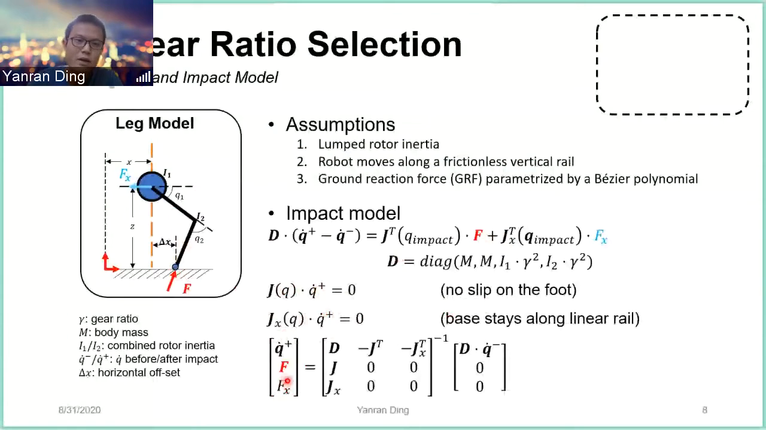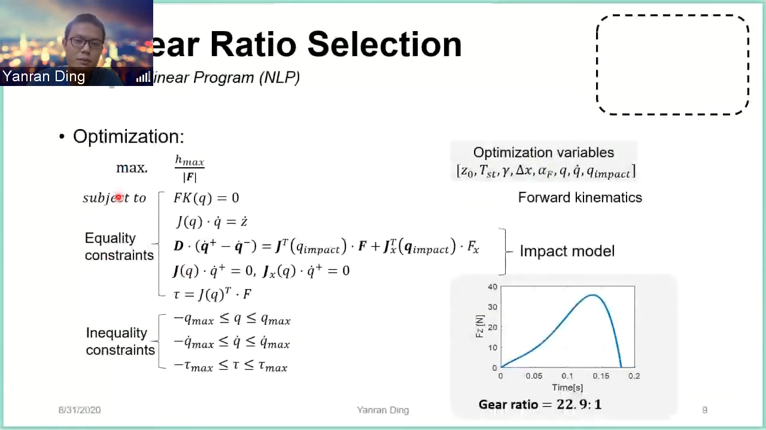And then we can formulate a general nonlinear program with the objective of the ratio of the maximum jumping height and the norm of the impact force. Because we want to maximize the jumping height while minimizing the impact force to protect the transmission.